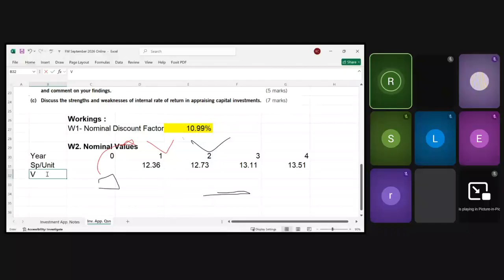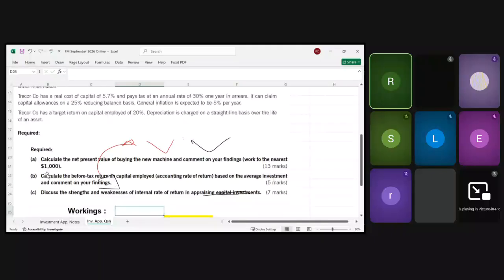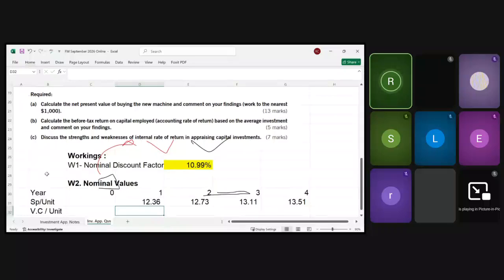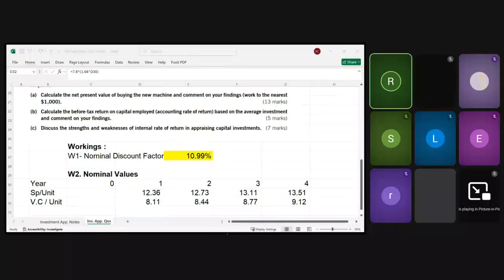Variable cost per unit, VC per unit. What is the variable cost per unit we are given? It is $7.80, inflation 4%. All right, so let's go there. Equals $7.80 times 1.04 to the power 1, close, enter, and then I drag up to year 4. That is what I have here.